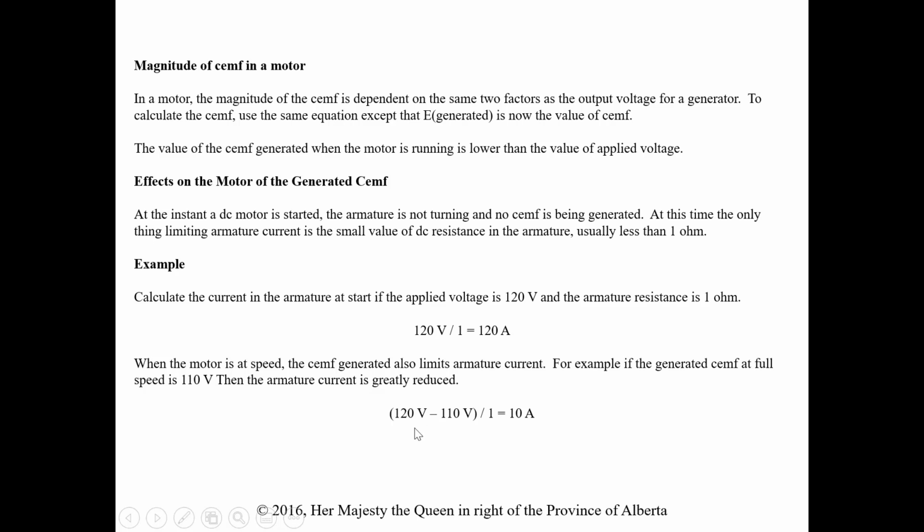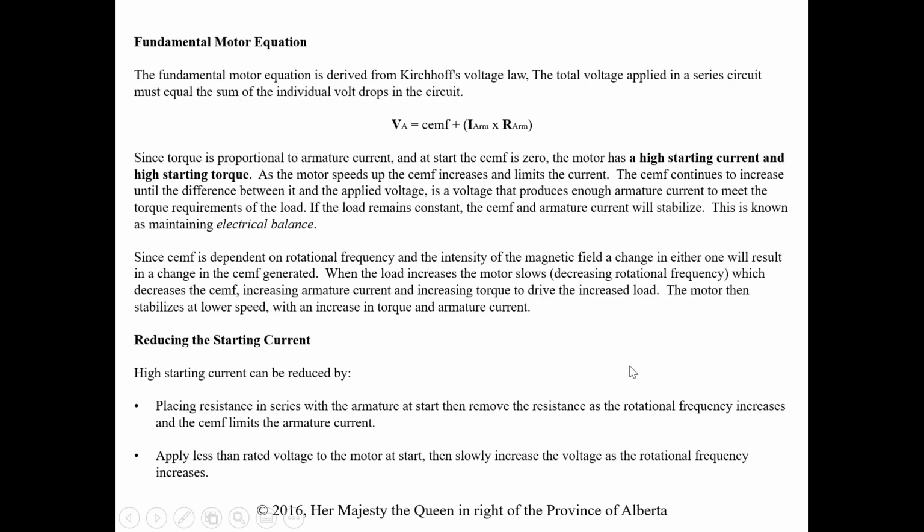So as it starts to turn, it builds CEMF, which limits the current in the armature. It went from 120 to 10 amps. Okay, and that's because this is counter EMF, so it's going to cancel out some of the applied voltage. This is an important thing: under startup, we're going to see extremely high values of current. Okay, so we would have to potentially account for that so that we don't have destructive effects. We'll talk about that later when we talk about the different types of motors.